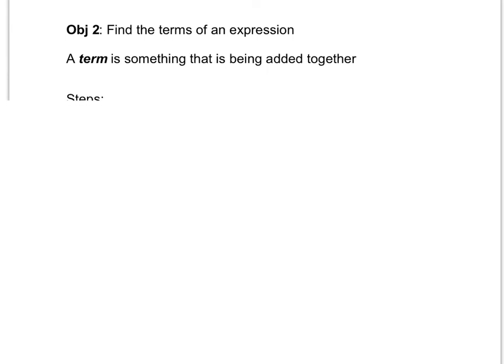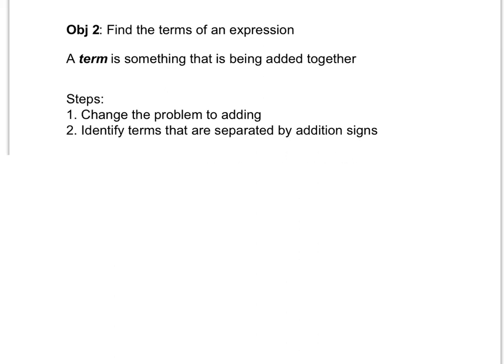Alright, and we've got a second objective for this lesson. It is to find what are called terms of an expression. First of all, you need to know what terms are. A term is something that is being added together. Your steps to finding terms are to change the problem to adding, and then to identify the terms that are separated by addition signs. So tell me what's being added together. A term is not something that's subtracted. A term is something that's added together.